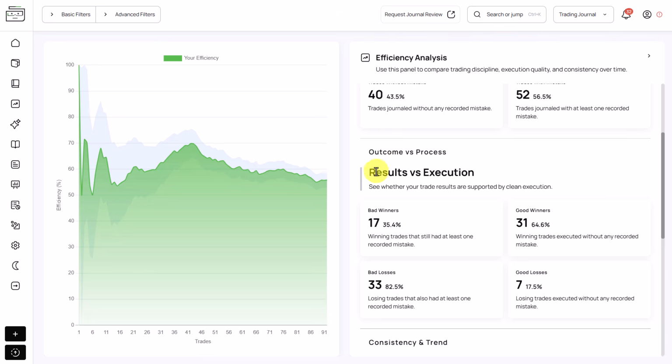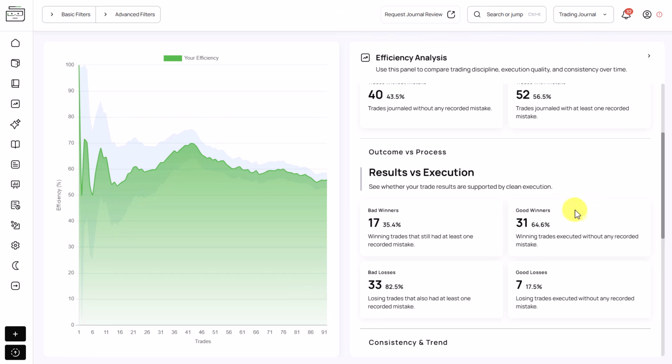The next section is outcome versus process, or results versus execution. You probably know that not all winners and not all losses are created equal. We have bad winners, we have good winners. Bad winners are winners where although you made a profit, you still broke your rules.